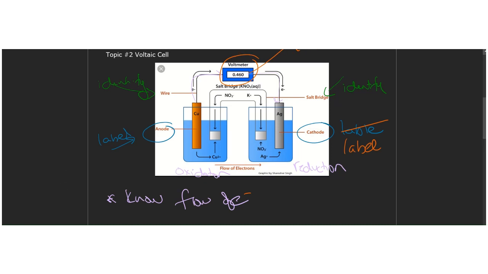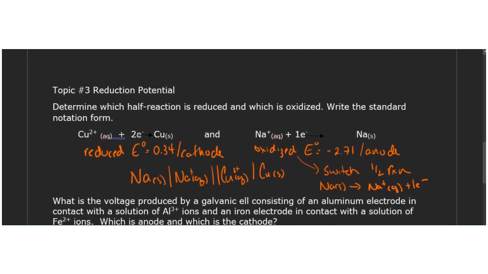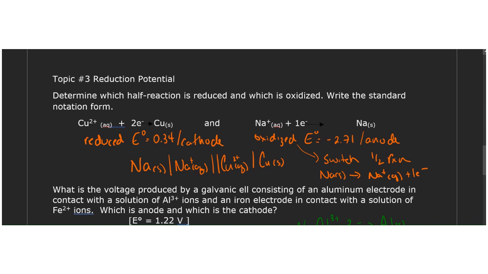All right, reduction potential. Determine which half reaction is reduced and which is oxidized. Write the standard notation form. Okay, so if you were given two half reactions, how do you figure out which one's reduced and which one's oxidized? You remember?